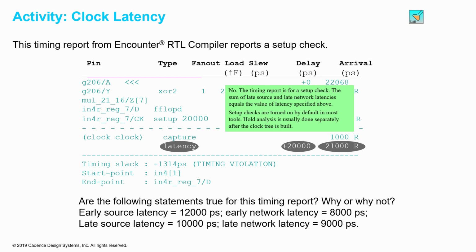This activity shows a timing report generated from RTL compiler, and this particular report shows the latency in the middle of the report, what kind of latency it is, and what the violation that is shown means. Also do the activity at the bottom, which asks why the early source latency plus early network latency is certain values and why it is not. So you can break it down, look at what the latency implies, try to understand the report, and then answer the question.